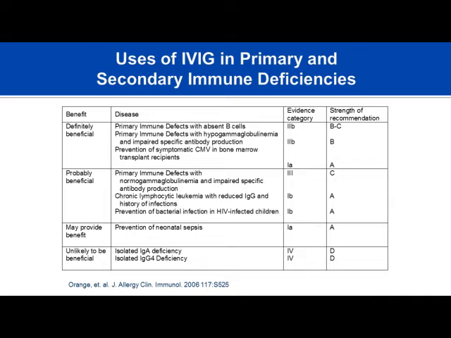And then this moves down to the probably beneficial indications. So primary immune deficiencies with normal gammaglobulinemia, so normal levels of IgG, and impaired specific antibody production, such as specific antibody deficiency. Here are chronic lymphocytic leukemia with reduced immunoglobulin levels and a history of infection, and the prevention of bacterial infections in HIV-infected children. In those where it may provide benefit, in the prevention of neonatal sepsis, and some where the group perceived it was unlikely to be beneficial, that is in individuals who only have IgA deficiency or only have IgG4 subclass deficiency.